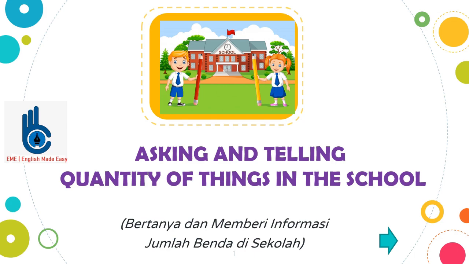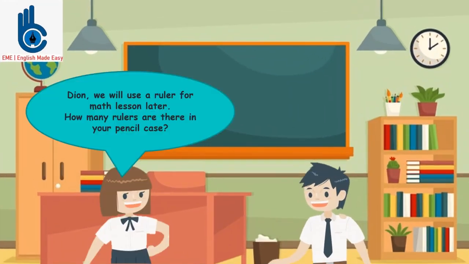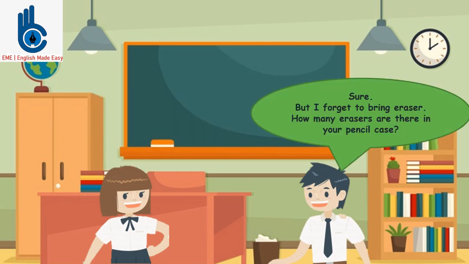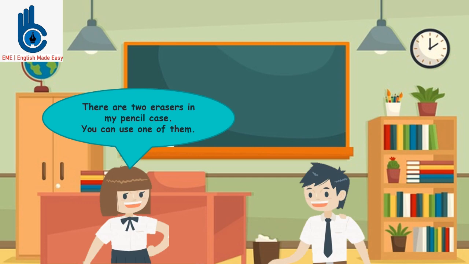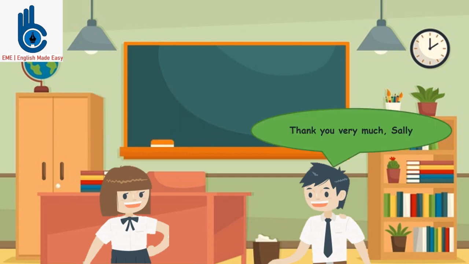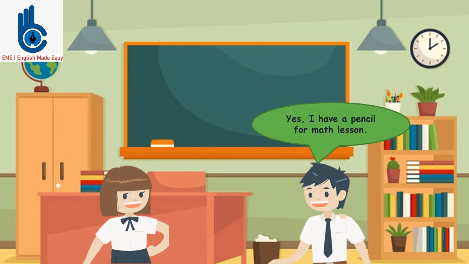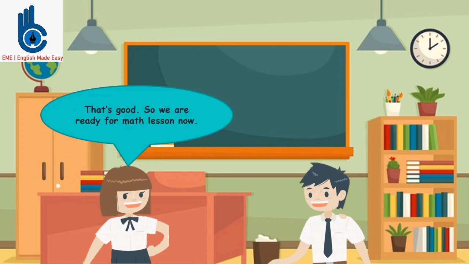Listen to the following dialogue. Dion, we will use a ruler for math lesson later. How many rulers are there in your pencil case? There are 2 rulers in my pencil case. May I borrow one of them? Sure, but I forget to bring eraser. How many erasers are there in your pencil case? There are 2 erasers in my pencil case. You can use one of them. Thank you very much, Sally. Don't mention it. By the way, there are 2 pencils in my pencil case. Do you bring any pencils? Yes, I have a pencil for math lesson. That's good. So we are ready for math lesson now.